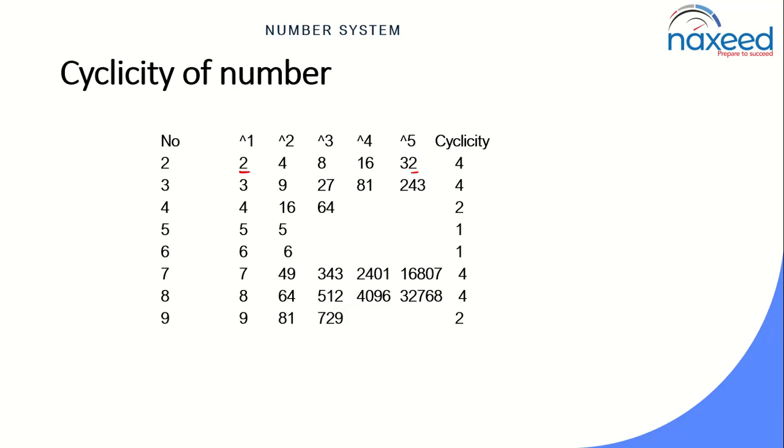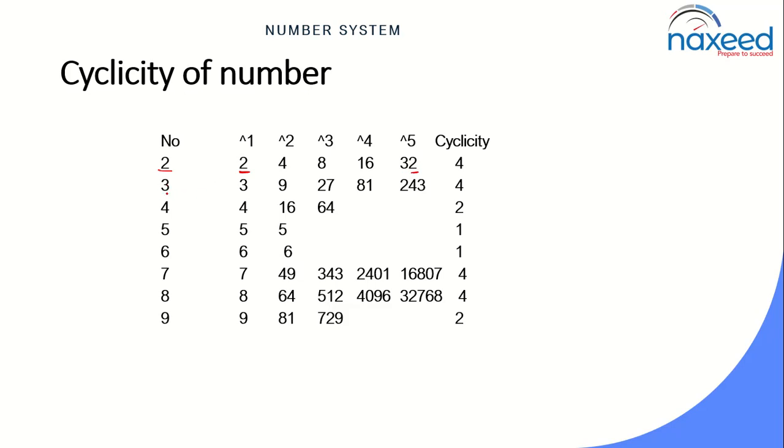That means for 2 in power 5, the cycle is repeating. The unit digit is once again coming as 2. That means the cyclicity of 2 is 4. After power 4, in power 5, the unit digit is repeating here. Cyclicity is repeating here. Understood everyone? So once again I'm repeating this concept.